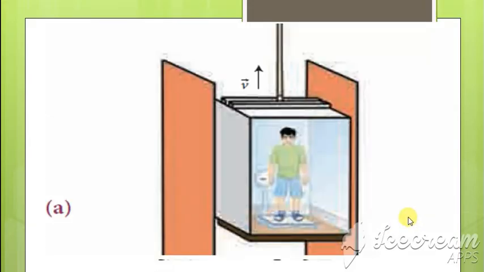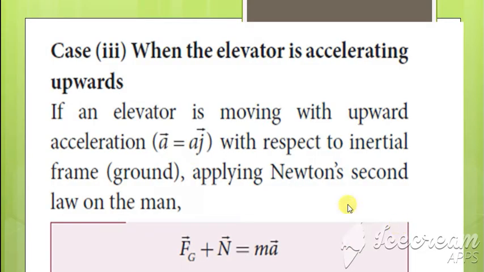So we have the diagram. Since this is moving with a constant velocity in the upward direction, the man will experience no force. And the apparent weight and the actual weight are equal. Clear? Then the next condition is when the elevator is accelerating upward alone.